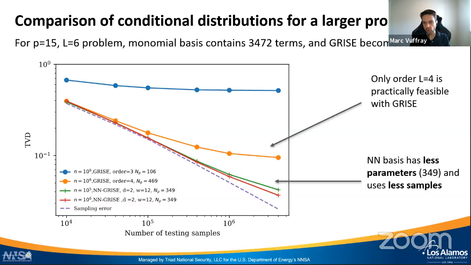Yeah, this is just to mention that order 4 is what is practically feasible for GRIs, even for these small problems. And here, the number of parameters, if you just count the number of weights in the neural net, it's about 350. And for GRIs of order 4, it's already 470. So you have clearly more free parameters in the GRIs problem, and it uses fewer samples to have a better TV.